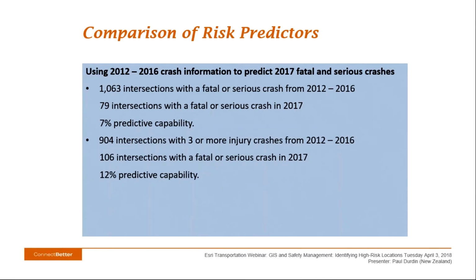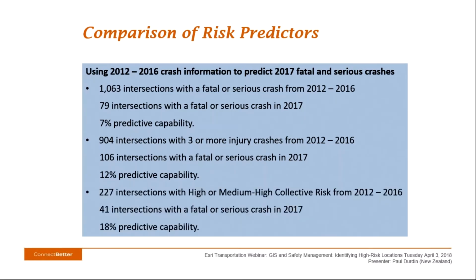Similarly, there were 903 intersections that had 3 or more injury crashes in that 2012 to 2016 crash period. And of those, there were fatal and serious crashes at 106 intersections, 12% predictive capability.